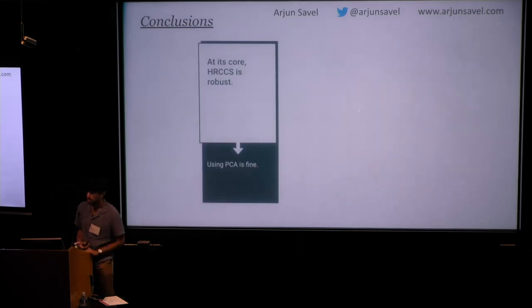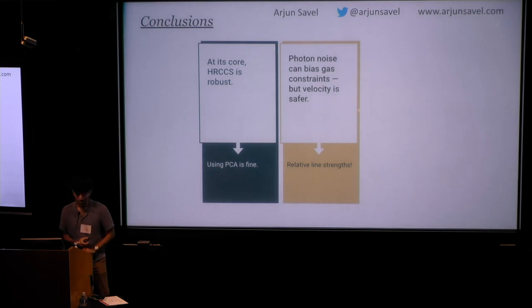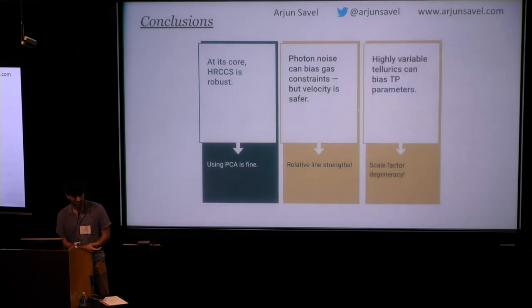Conclusions: in large, this technique works pretty well. That's great. When we include the photon noise, which we well understood but didn't understand how it affected our inferences, we can bias our gas parameters, but the velocity parameters are more or less safe. And finally, when we vary the tellurics a lot, we can bias our temperature pressure parameters in a very, very sad way. Alarming, but also exciting for me because I wanted to see a result. And I will now take any questions.